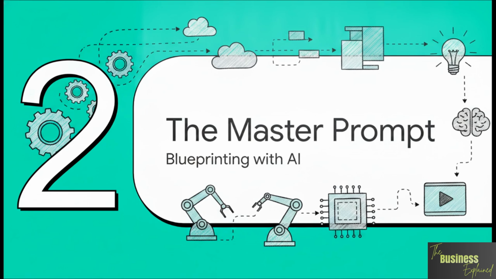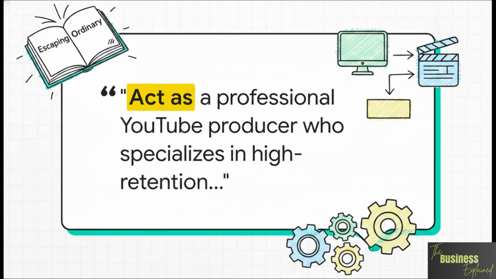Moving right along to Section 2, the master prompt, let's talk about blueprinting with AI. Now, what's really interesting about this is that this is the exact literal prompt you can just copy and paste into an AI like ChatGPT to command it to build your blueprint. You're basically telling the AI to adopt a very specific persona, a professional producer mimicking the style of Escaping Ordinary. You plug in the book name and the author, and you ask for a comprehensive script and storyboard formatted in a highly specific way. You aren't just asking for a basic summary here, you're asking for a full-blown production document.